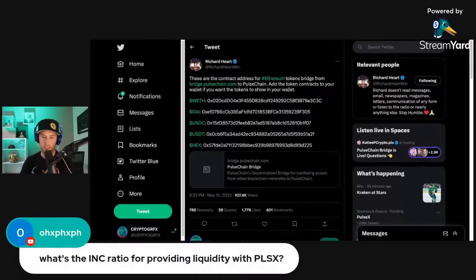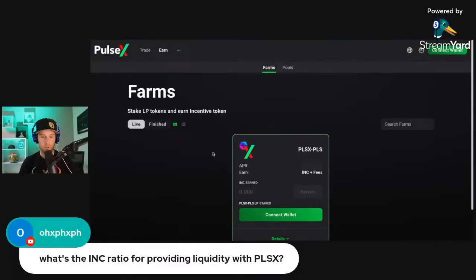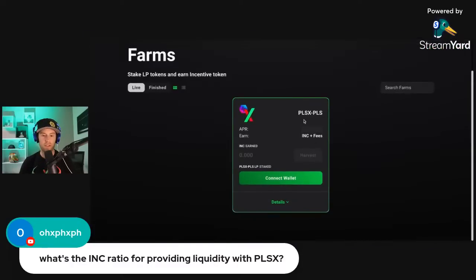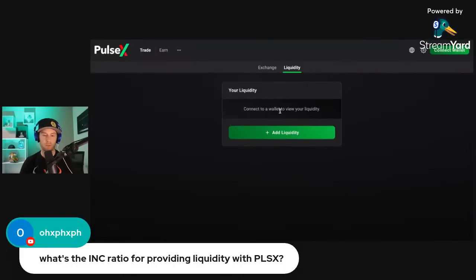What's the incentive ratio for providing liquidity with PLSX? Well, it's a ratio between wrapped pulse and PLSX, not INC and PLSX right now. Let me show you. If you're here, this is the only farm that's available right now, PLS and PLSX. If you want to play with this farm, you have to come to the liquidity tab and provide liquidity for both Pulse and Pulse X.